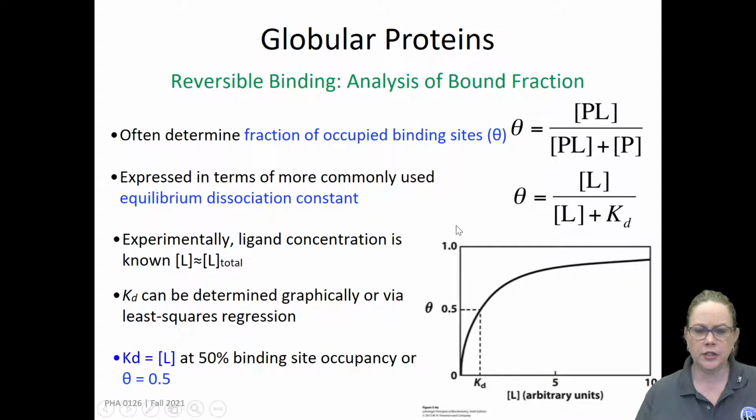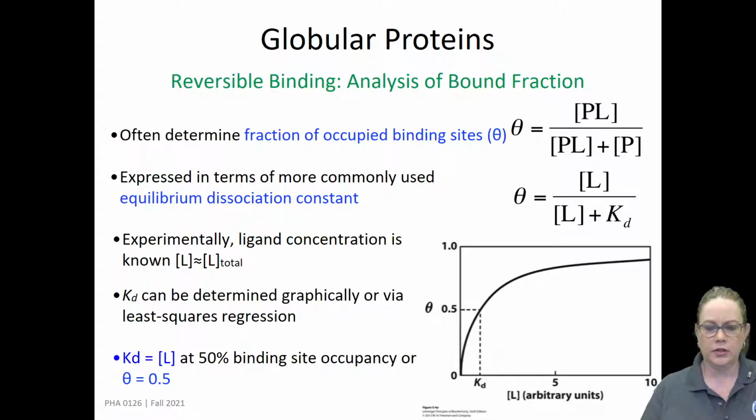So we'll take a look at what we're going to be working with, looking at our reversible binding of a ligand to our protein. We're going to be analyzing the amount of the ligand that's bound. There are a couple of different ways we'll see this. One of the ways is looking at the fraction of occupied binding sites. For our purposes, we said that we're going to be focused on the KD values, not KA values.